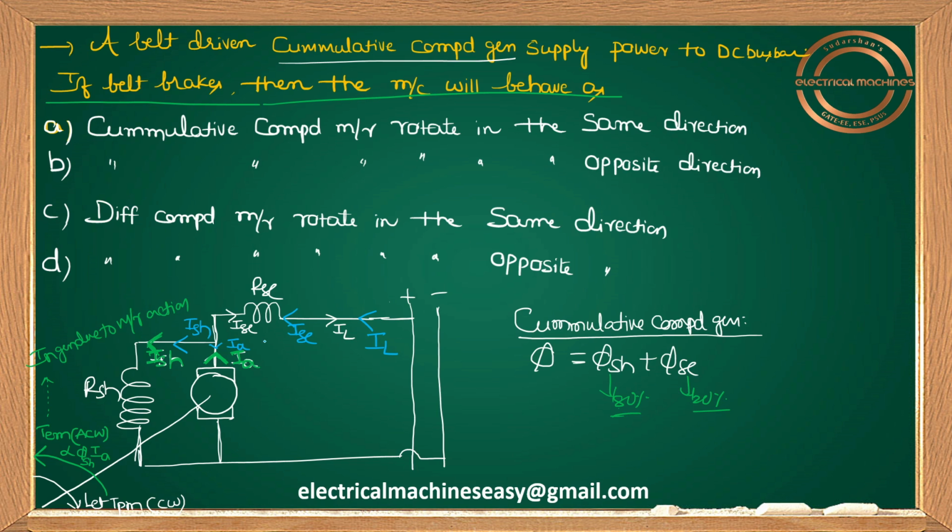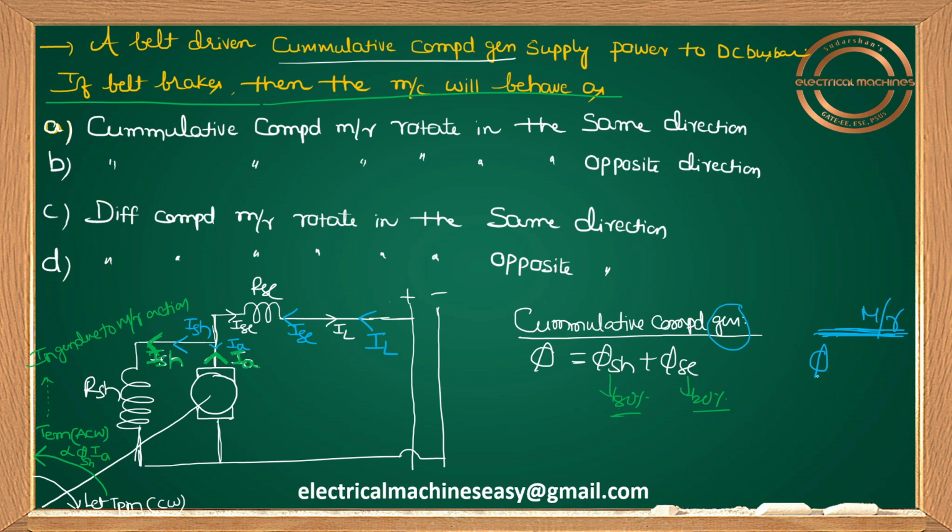Okay, guys, try to understand. If the belt breaks, the generator acts as a motor. Everybody knows that it's a motor only. But my question here is, is it a cumulative compound motor or a differential compound motor? That's what I need to decide.